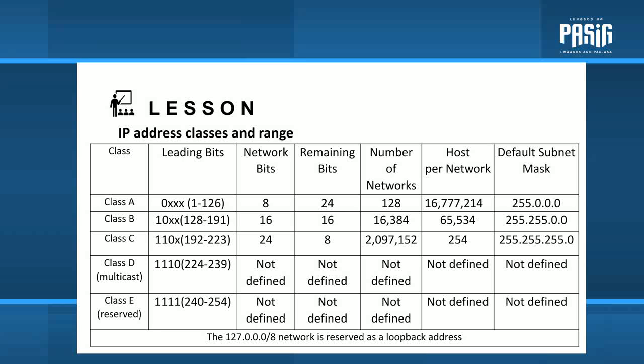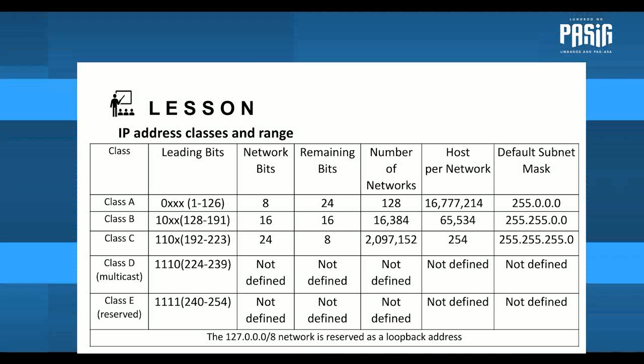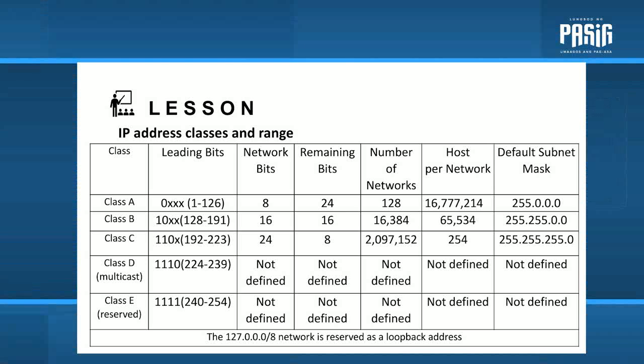IP addresses, classes, and ranges. Class A has leading bits of 1 to 126. Network bits is 8, remaining bits is 24, number of networks is 128, and hosts per network is around 16,777,214. Default subnet mask is 255.0.0.0.